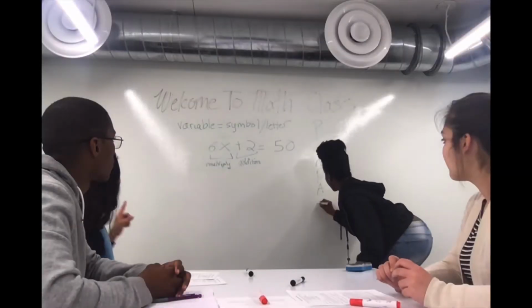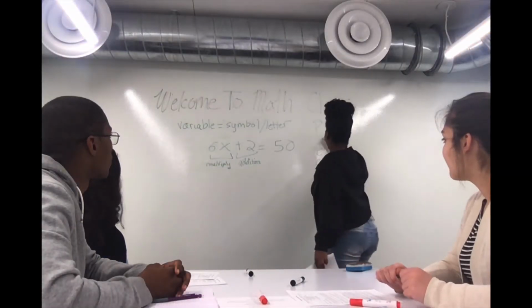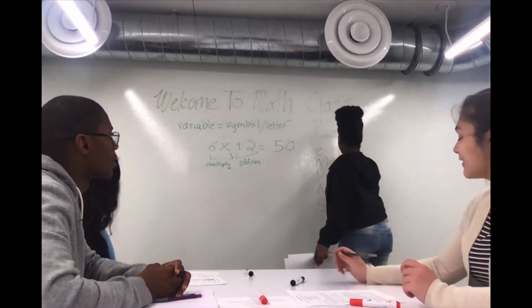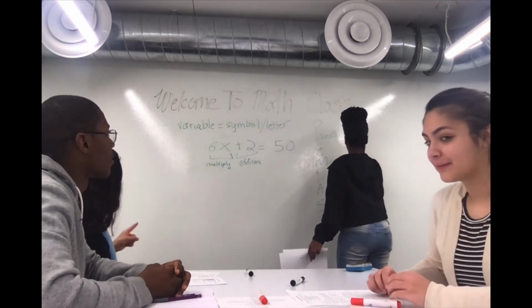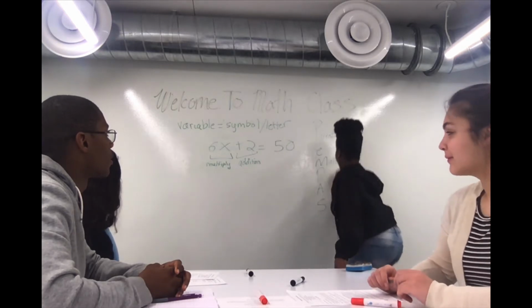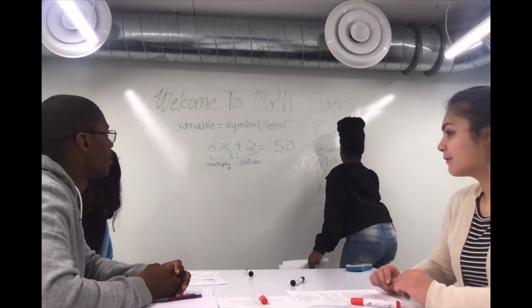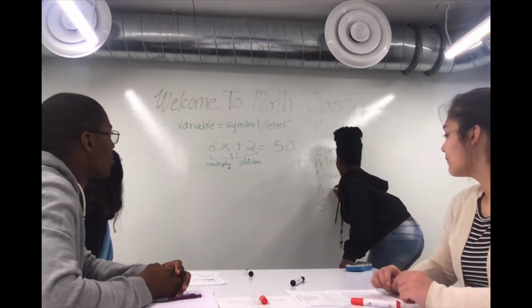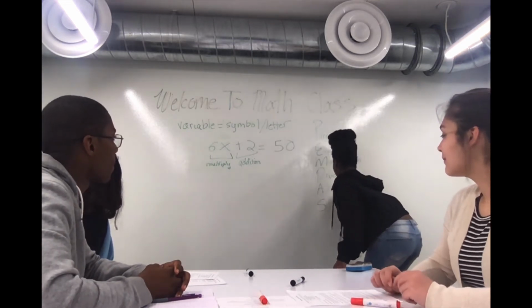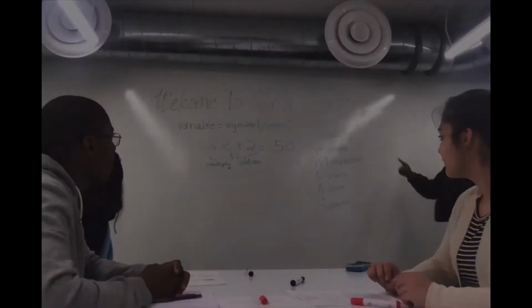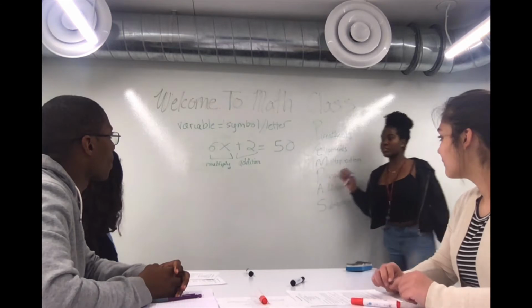The P is parentheses. Does anyone else know any of the other ones? The M and the D are multiplication and division. E is exponents. Jonathan, do you know of any? A and S are addition and subtraction. Perfect. So this is what you would do in an original equation.